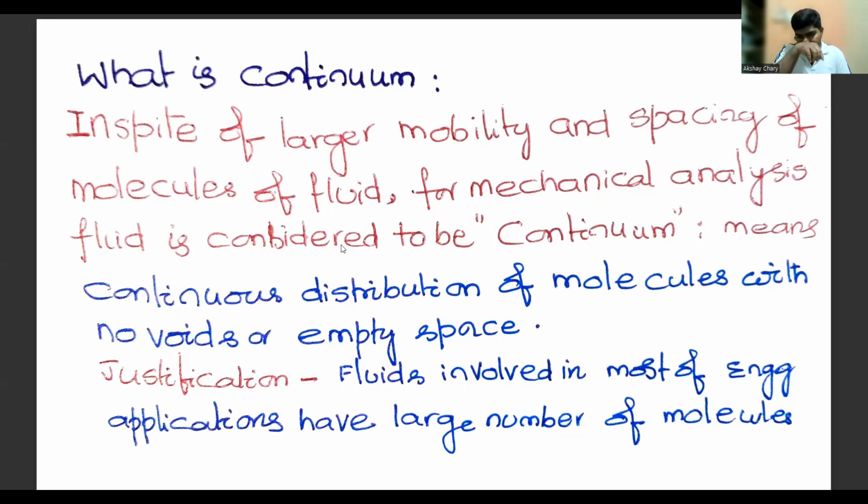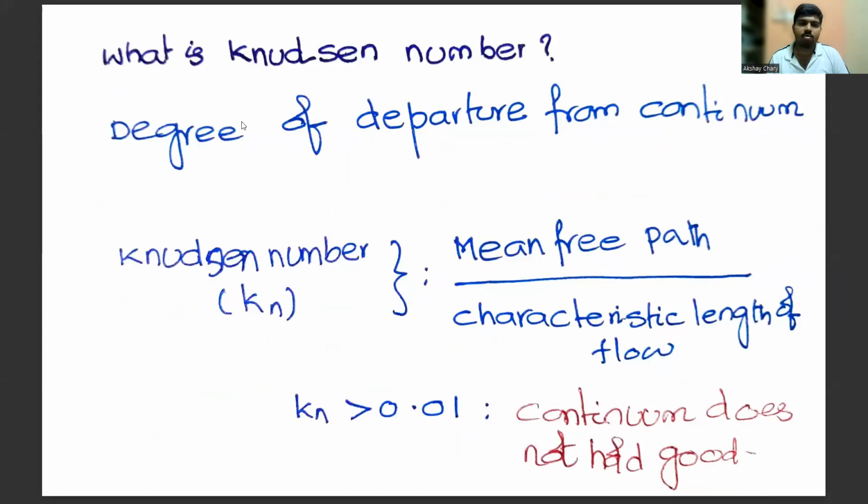Here we are assuming that fluids are continuum, because when we are testing something, we can't take it as having voids or empty spaces. We assume it is completely filled with molecules, so that we can analyze every situation of a flowing liquid or a fluid at rest. Next, the Knudsen number, the degree of departure from continuum. That means mean free path divided by characteristic length of flow.